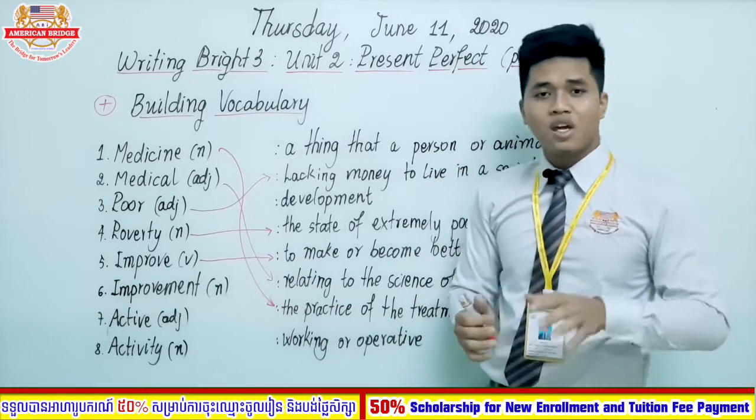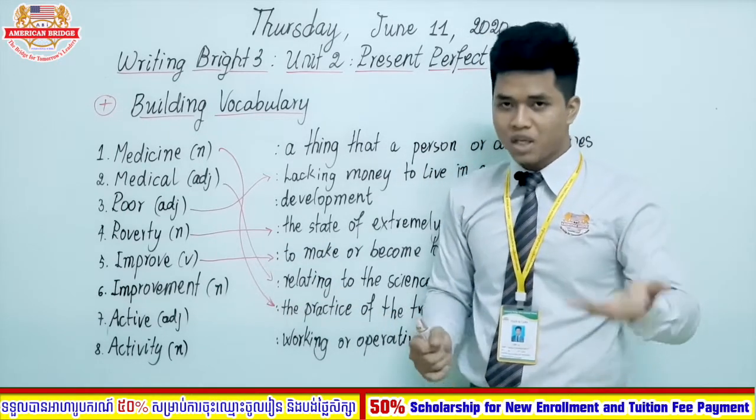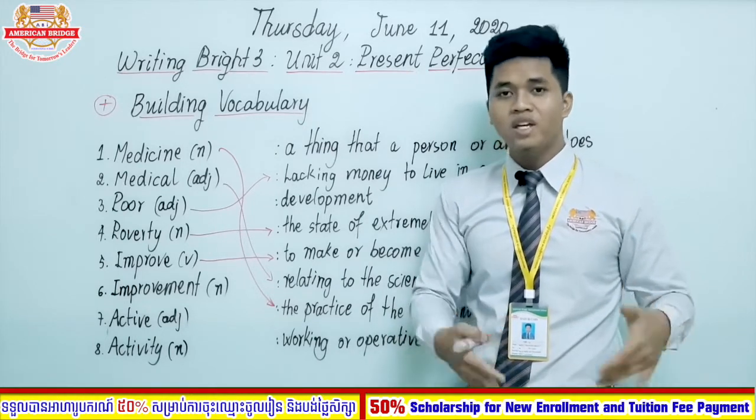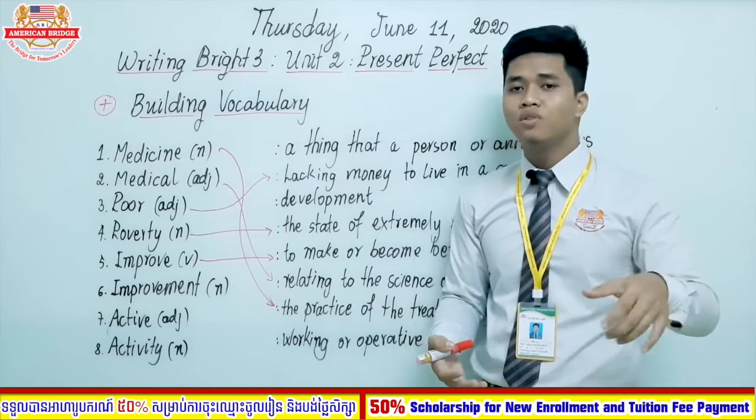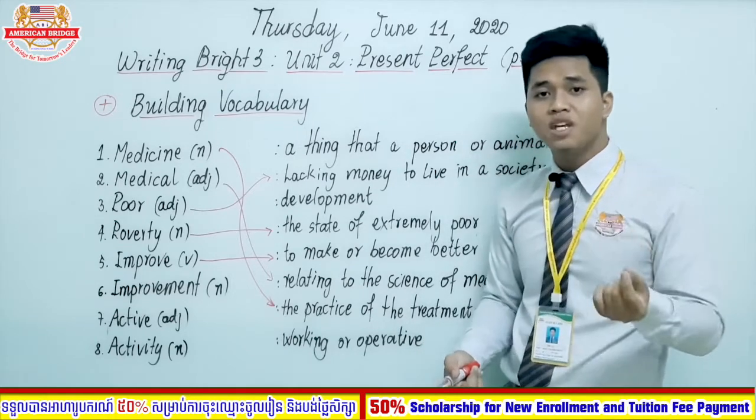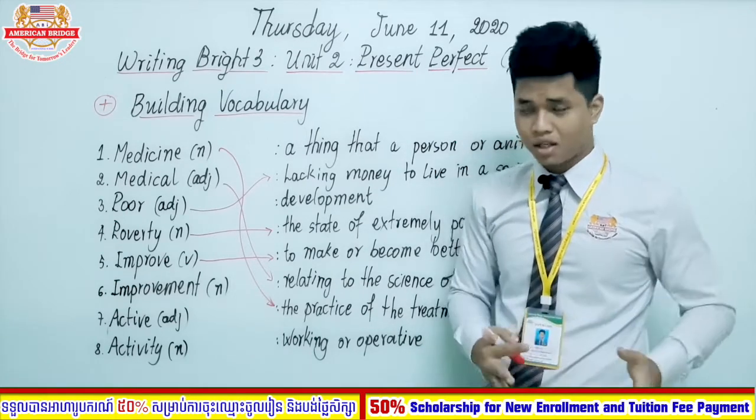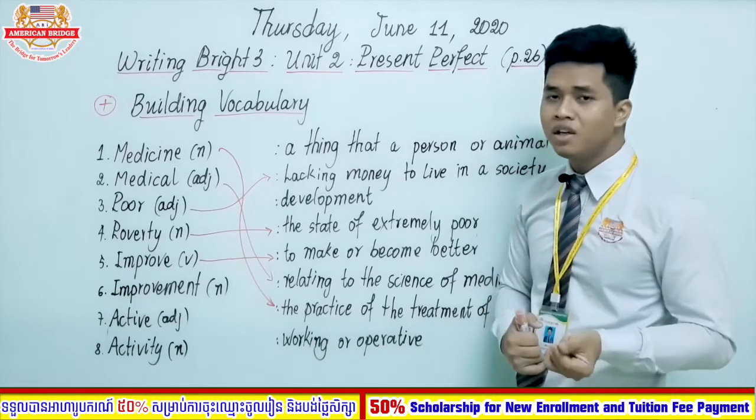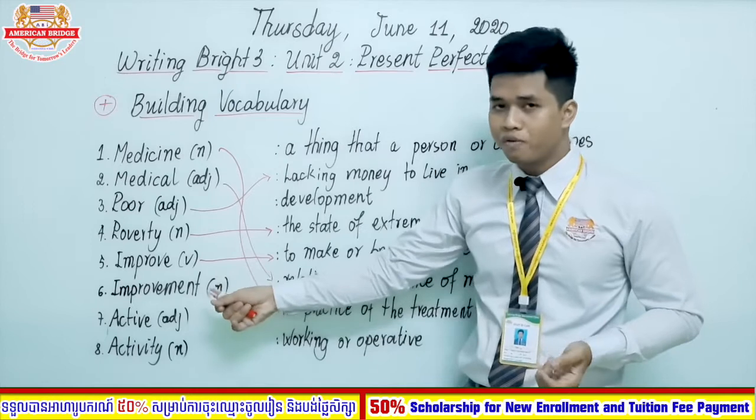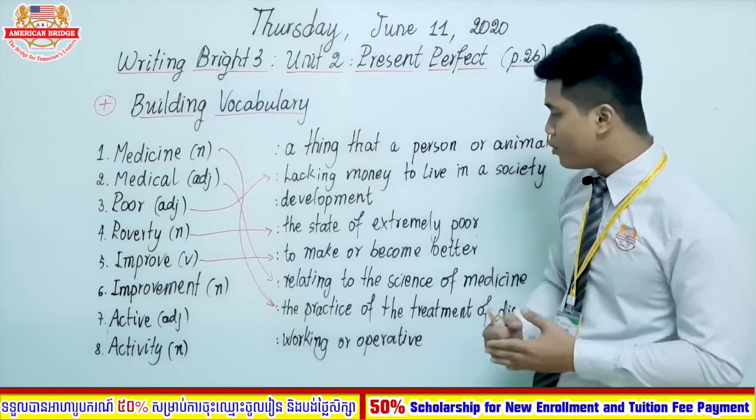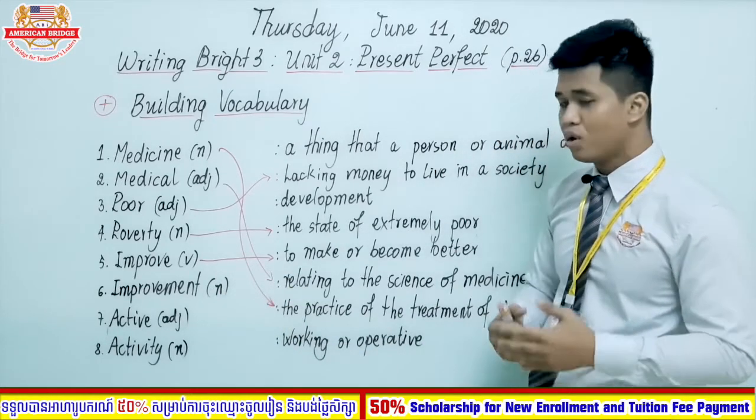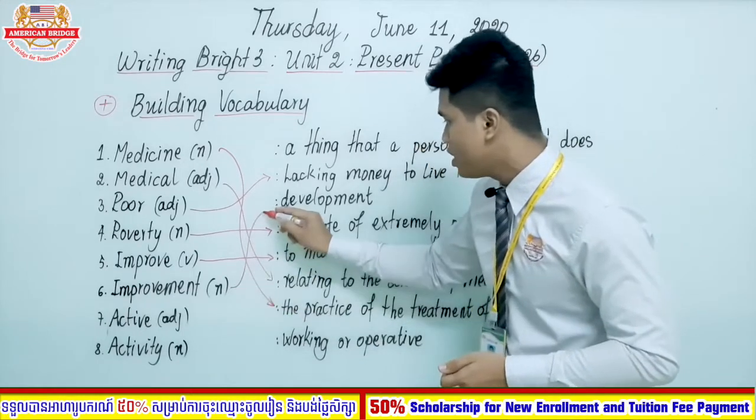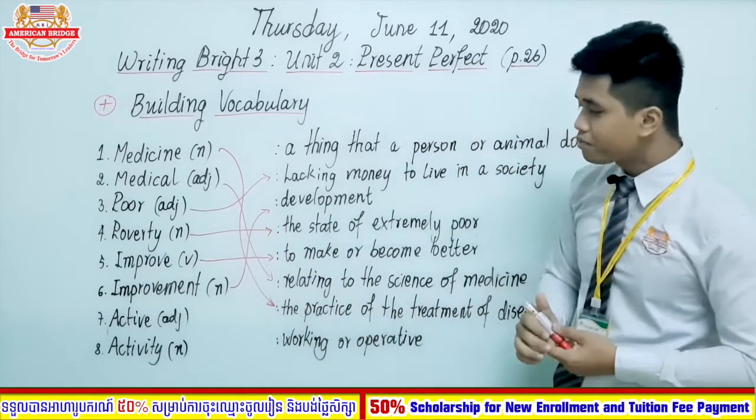For example, let's say, please improve your speaking. When your teacher tells you this, he or she means that you need to make your speaking become better. Alright, so number six, the word improvement, is the noun of the word improve. The word improvement refers to the word development. Very good. It has the same meaning as the word development.